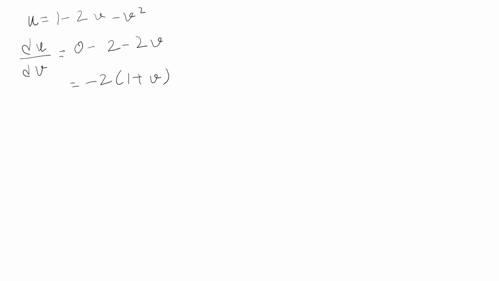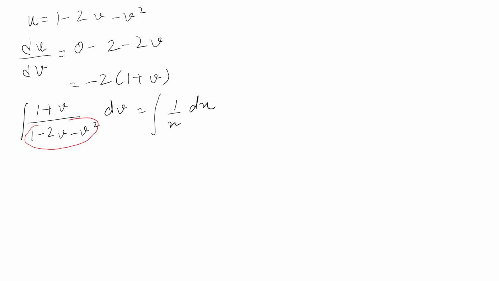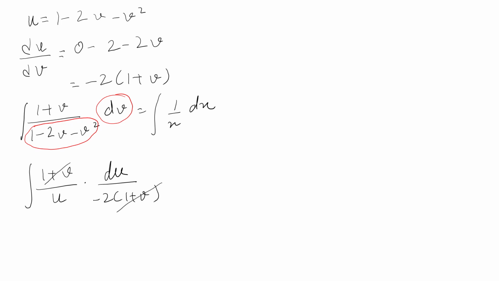Now I am again writing the integral which I just got: (1 plus v) upon (1 minus 2v minus v square) dv is equal to, right side is easy to integrate. Now I will substitute this 1 minus 2v minus v square as u, and I will substitute my dv value as well. So I will get (1 plus v) upon u. My dv value will be du upon minus 2 into (1 plus v). I can cancel out this.